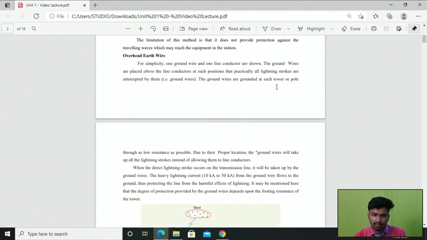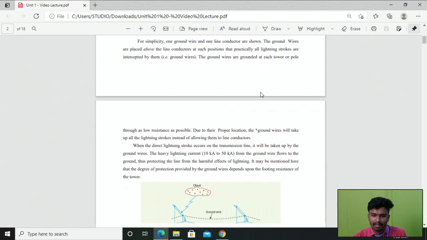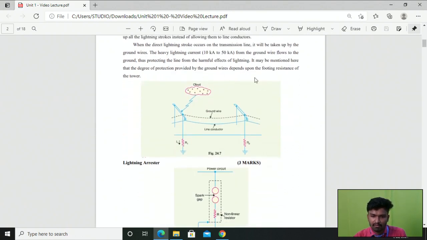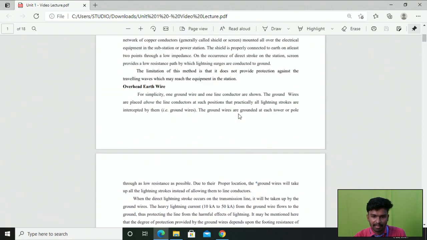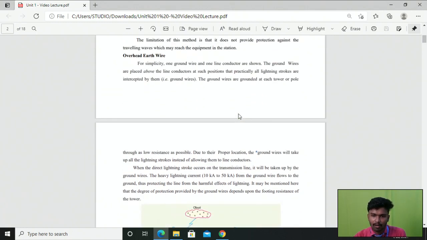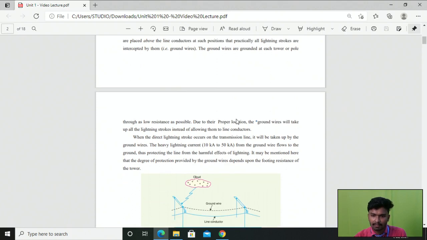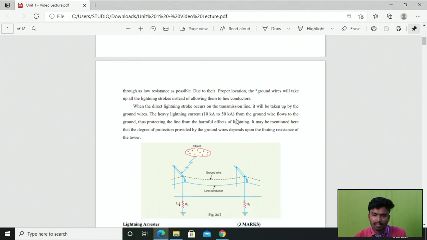Then coming to the second method, that is the overhead earth wire. For simplicity, this is a schematic representation of our overhead transmission line protection. Here only one ground wire and one line conductor are shown. Instead of the three phases, only one phase is shown. The ground wires are placed above the line conductor at such a position that practically all the lightning strokes are intercepted by them, right? The ground wires are grounded at each tower or pole through as low a resistance as possible.